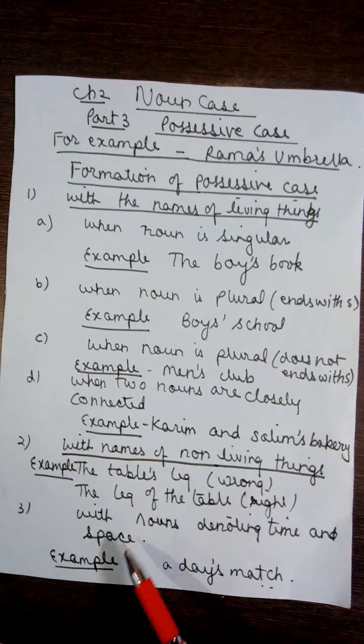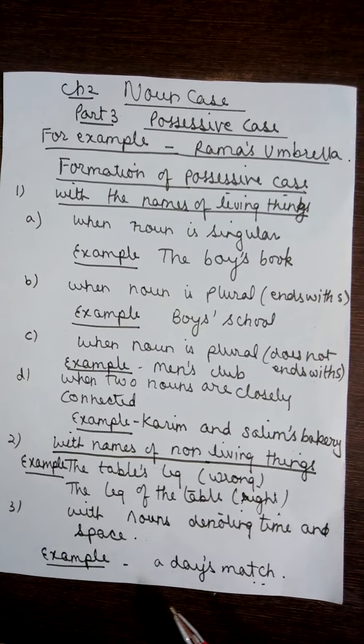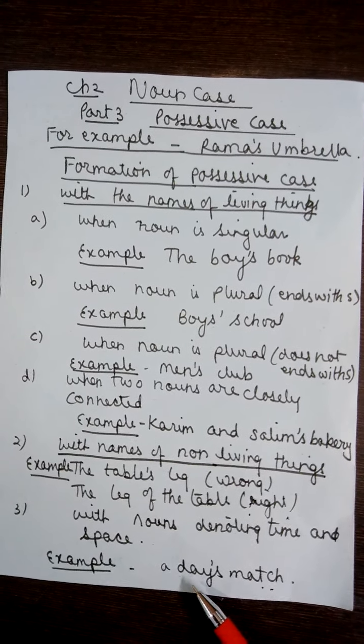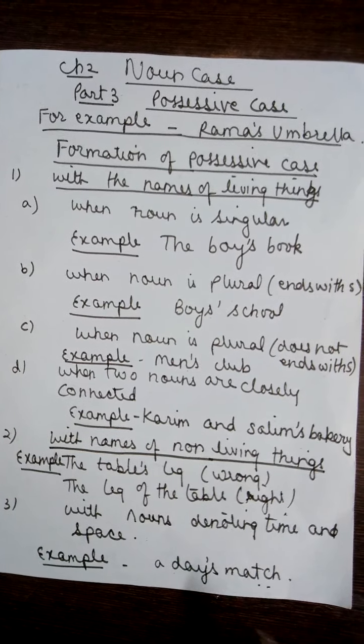Last point, with nouns denoting time and space. For example, a day's match. Here day shows time. We have to use apostrophe and s. In this way, we can use it in possessive form.